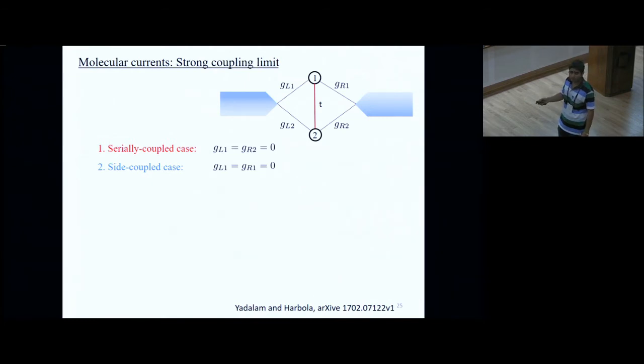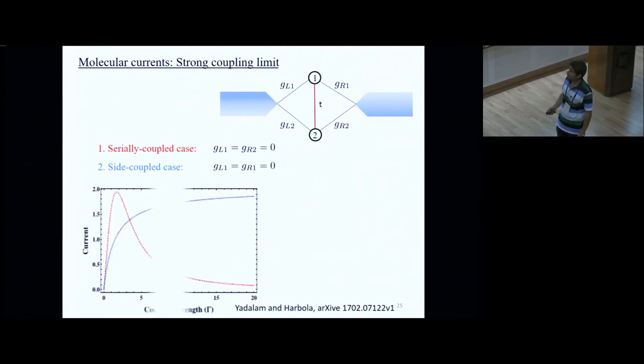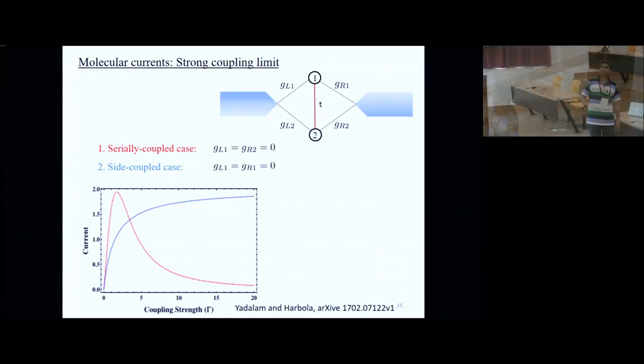I can do an exact calculation again within the Green function approach. And what do I see? The current as a function of the strength of the coupling. Again, the coupling is the same on the left and right, I'm assuming. In the serially coupled case, as I keep on increasing the strength of this coupling, the current actually goes to 0, which is very unexpected, because my system is coupled strongly to the leads. It should lead to an increase in current, or at least saturation, as I discussed earlier. In the other case, it actually saturates. It doesn't go to 0 in the side coupled case.